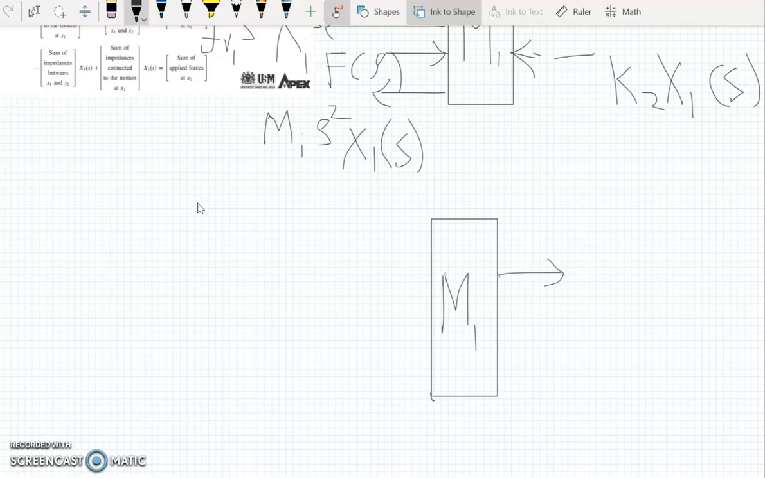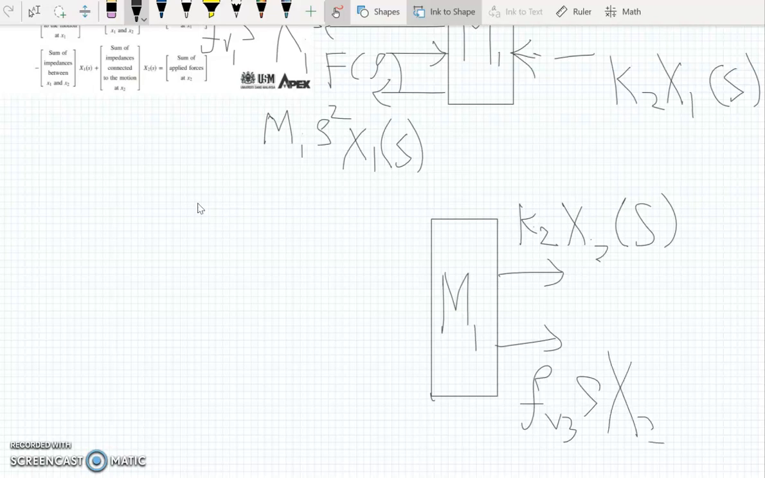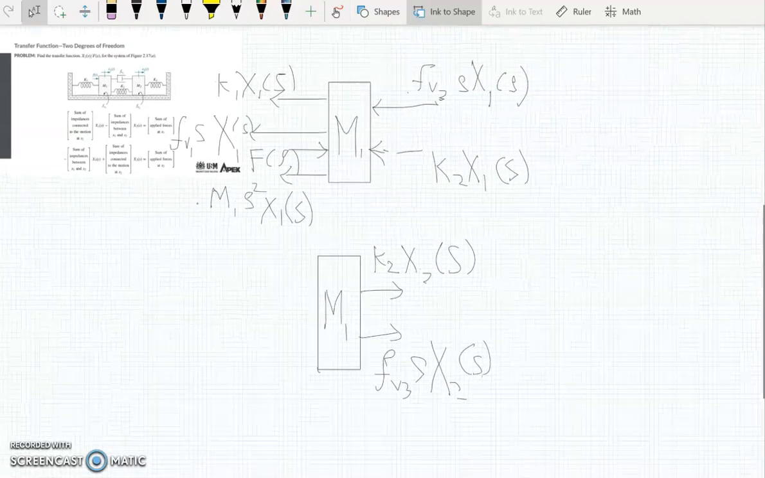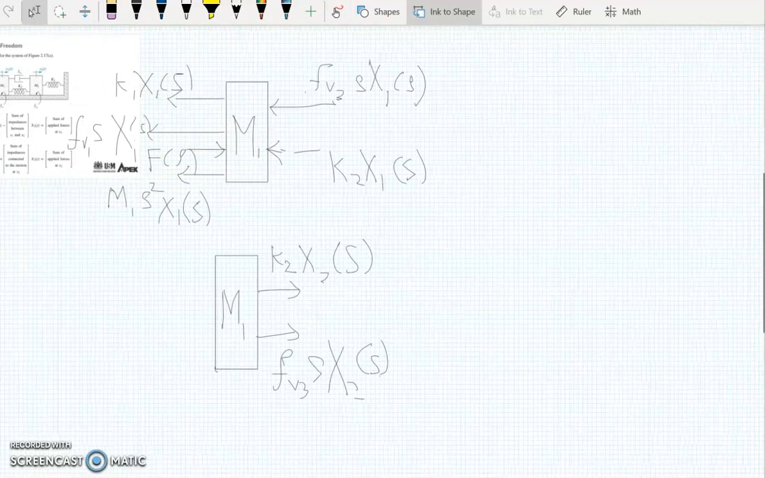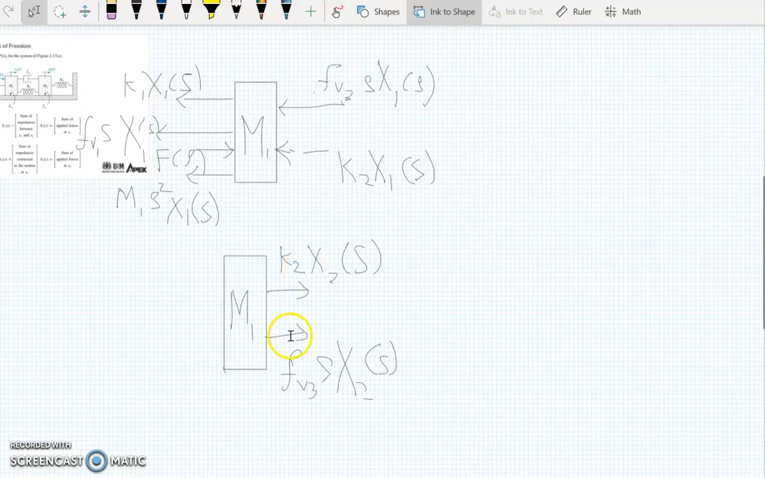So you've got K2, the spring, and then x2. And then there's another one, Fv3, which is the damper, s, and then x2 s. So these are the forces that are due to x2. Because of that, you could see that x1 and x2 displacement, but it's still M1.